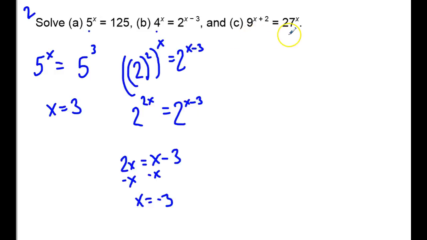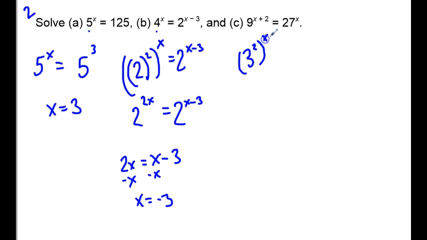So let's look at C. I see that I've got a base of 9 and a base of 27. Well, I know that both of these can be broken down a little bit more, so let's do that. I know that the square root of 9 is 3, so 9 can also be written as 3 squared.